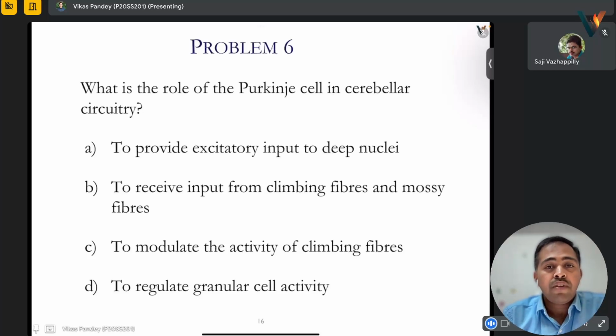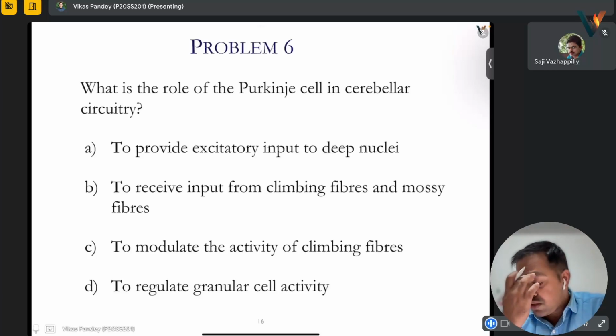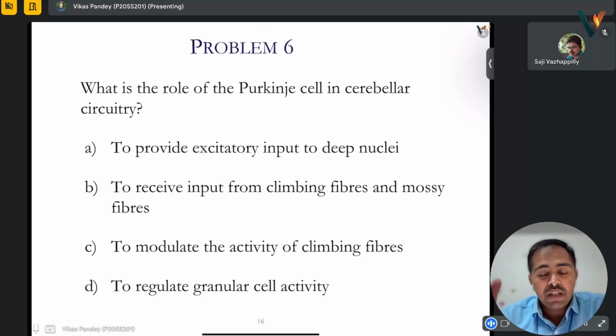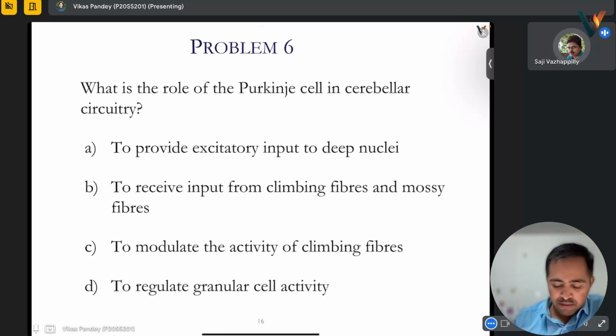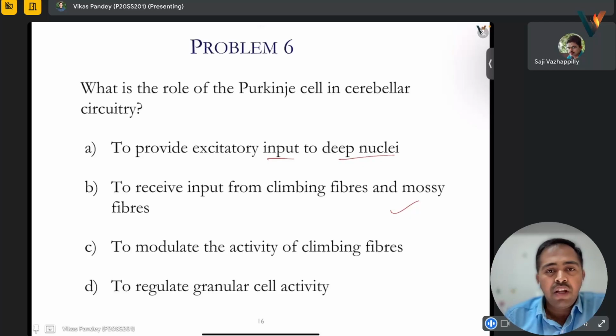So, what is the role of Purkinje cell in cerebellar circuitry? We talked about the circuitry, how this works. Options: it provides excitatory input to deep nuclei; to receive input from climbing fiber and mossy fibers; to modulate the activity of climbing fiber; to regulate granular cell activity. I think it is B, sir, to receive input from climbing fibers and mossy fibers. And does it not provide any input to deep nuclei?